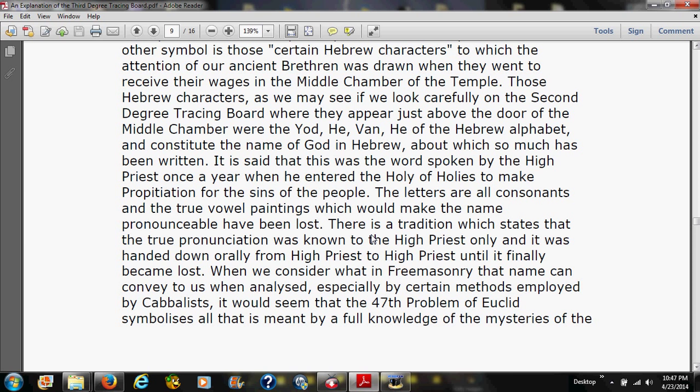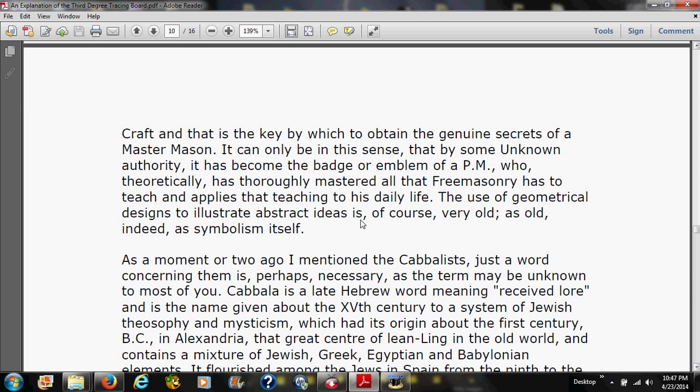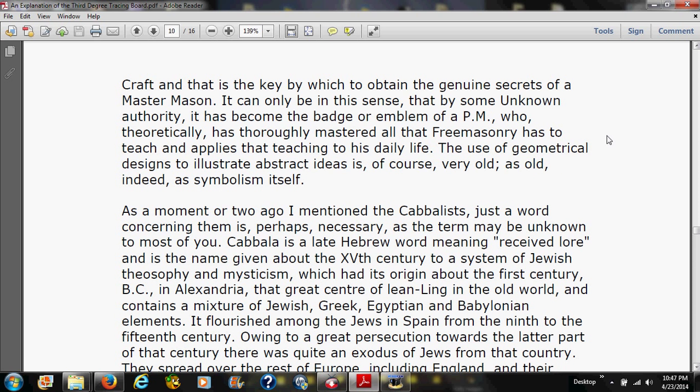When we consider what in Freemasonry that name can convey to us when analyzed, especially by certain methods employed by Kabbalists, it should seem that the 47th problem of Euclid symbolizes all that is meant by a full knowledge of the mysteries of the craft, and that it is the key by which to obtain the genuine secrets of a master mason. It can only be in this sense that by some unknown authority, it has become the badge or emblem of a PM, past master, who theoretically has thoroughly mastered all that Freemasonry has to teach and applies that teaching to his daily life.